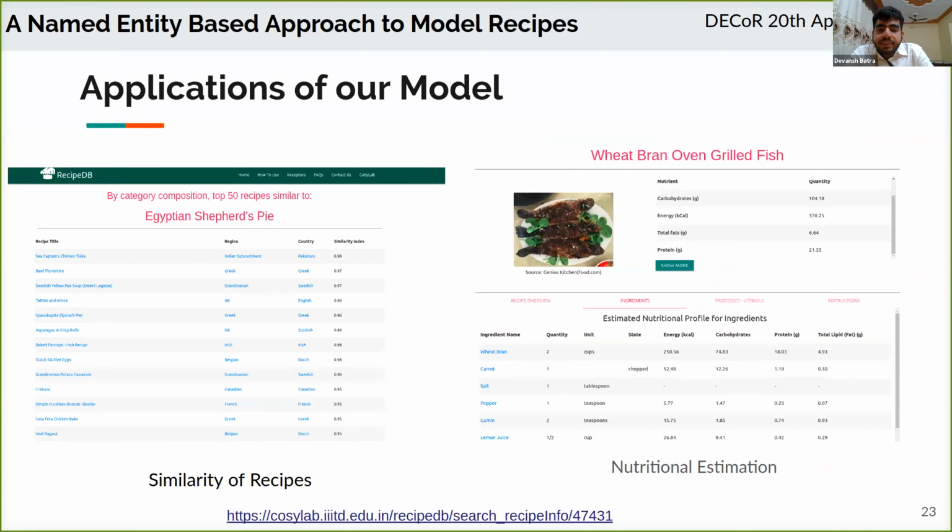And now applications. The recipe DB has a dedicated website where we have actually used this model for several applications. One of them is the similarity of recipes. We have found a recipe similar to a given recipe on the basis of several different parameters which could be gathered by using the language model which we just described, and nutritional estimation which was explained by Jushan in the preceding presentation.